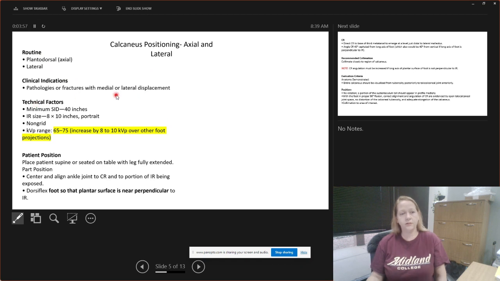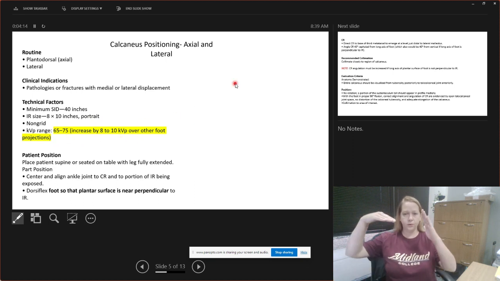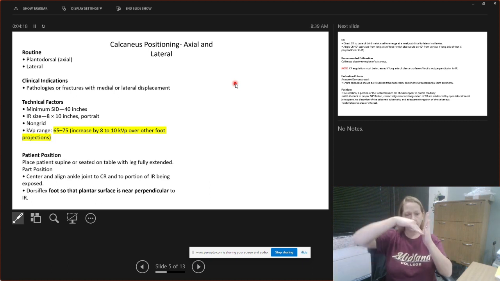So technical factors are 40 inches. You can do it on an 8x10, but of course our IR is a little bit bigger than that. Now, here's what I want you to notice: you increase the kVp range by about 8 to 10 over other foot projections. And this is because you are shooting through thicker bones in the calcaneus.